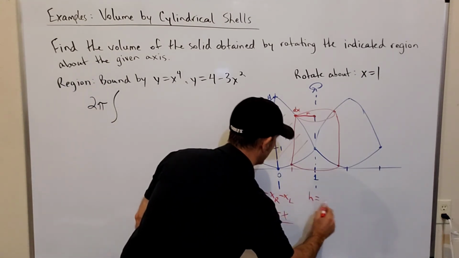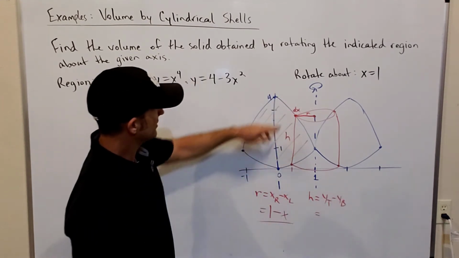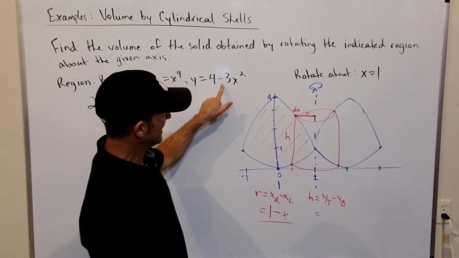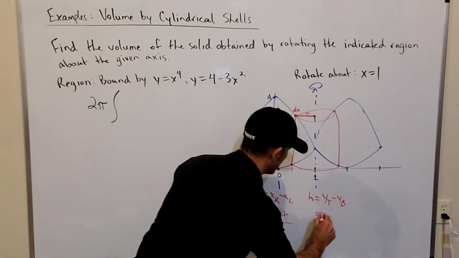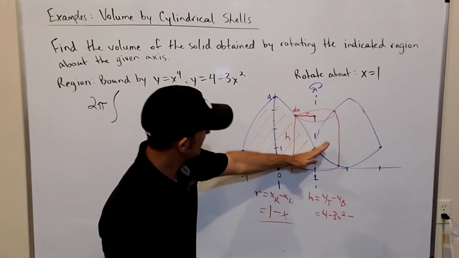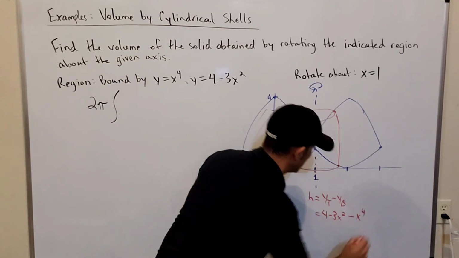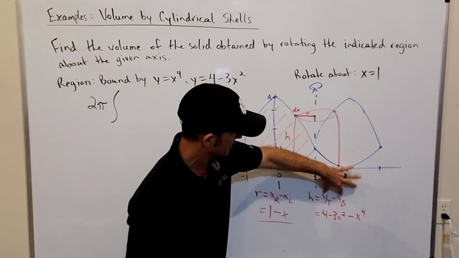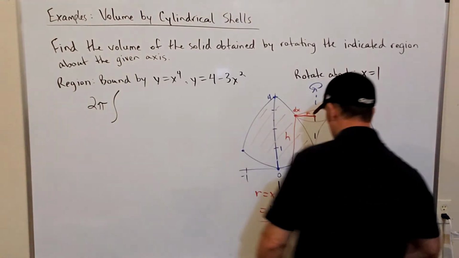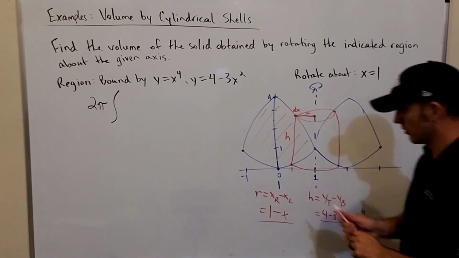Then the height of this is the top y minus the bottom y. The top y is based on this curve, the 4 minus 3x squared curve, and I need it in terms of x. So I'm going to use 4 minus 3x squared for my top y, minus my bottom y, which is based on this curve, y equals x to the 4th. So you see, I need y values for each of these, but I need them in terms of x, so I had to replace them using the equations, okay? All right, so we can't simplify that, so those are our radius and our height.